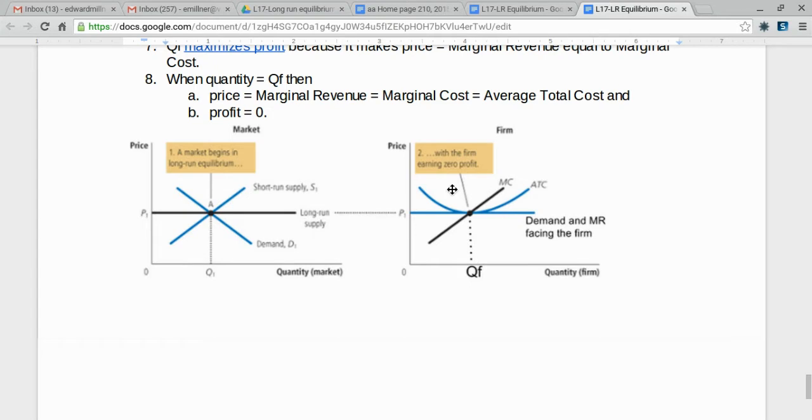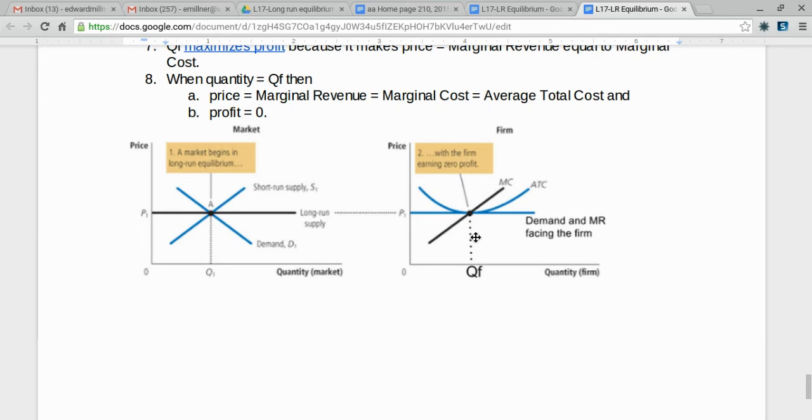The right-hand side shows the graph for the typical firm. It's the quantity of the firm, and we measure price in dollars on the vertical axis. Now, the supply and demand in the market determines the market price. P1 is the market price in this situation. That means that the firm's demand curve, or the demand curve faced by the firm, is a horizontal line at P1. This horizontal line is the demand and the marginal revenue facing the firm.